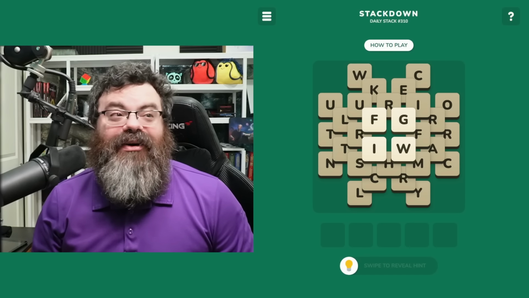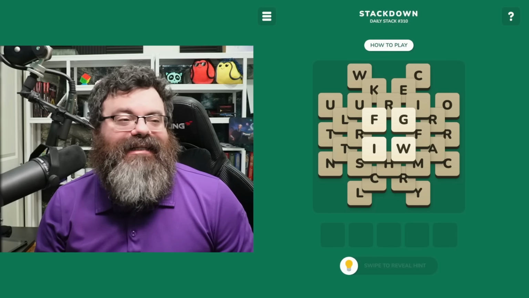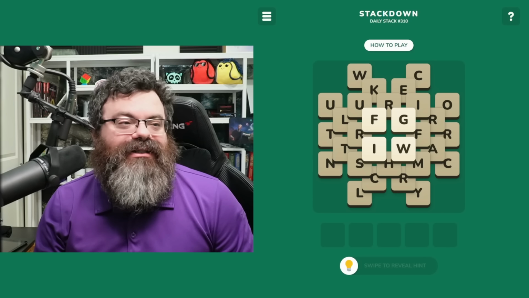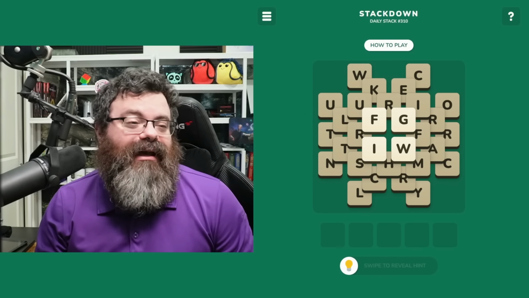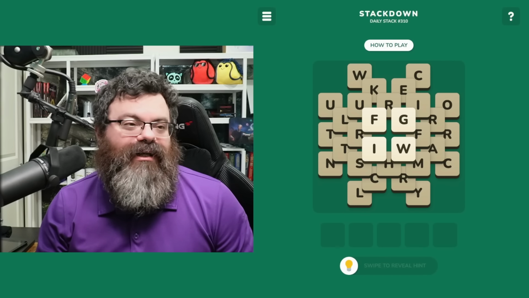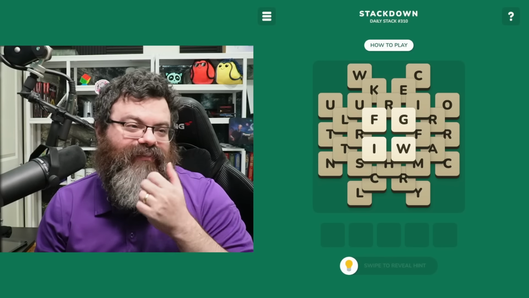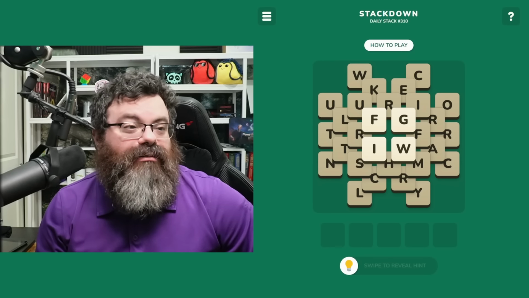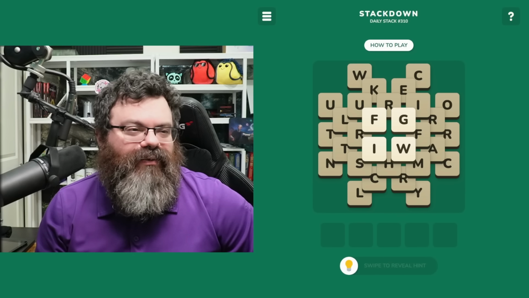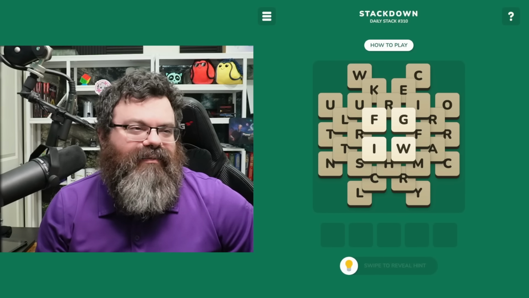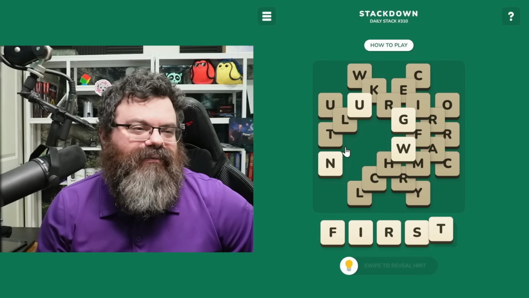How'd you do? Hello, today's bonus game is Stack Down. What we need to do is pick off these tiles one at a time to make words. As we pick off tiles, we uncover others that we can use. I think kind of like mahjong. Anyway, something like first could work.